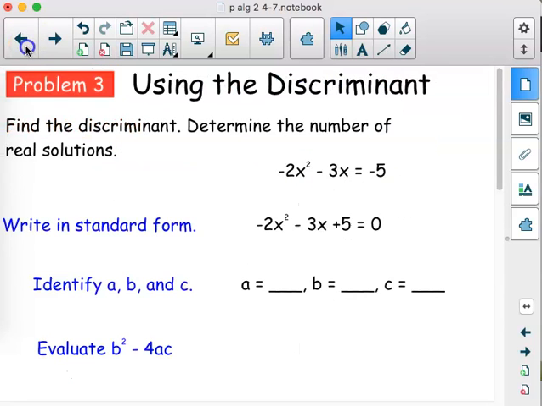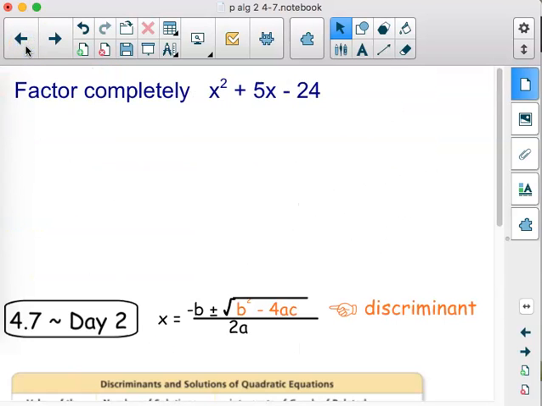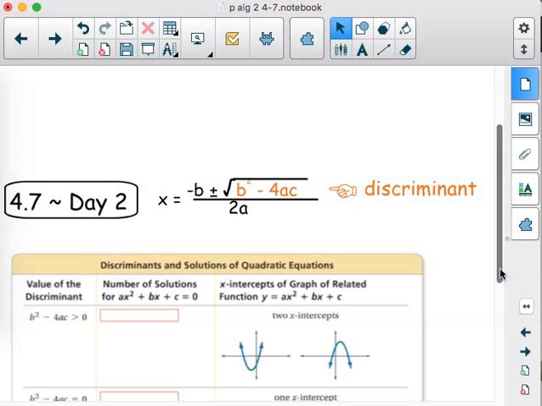Now, today, we're going to talk about the quadratic formula again, but just a piece of it. So hopefully, you've been singing that little annoying song in your head, right? X equals negative b plus or minus the square root of b squared minus 4ac all over 2a.